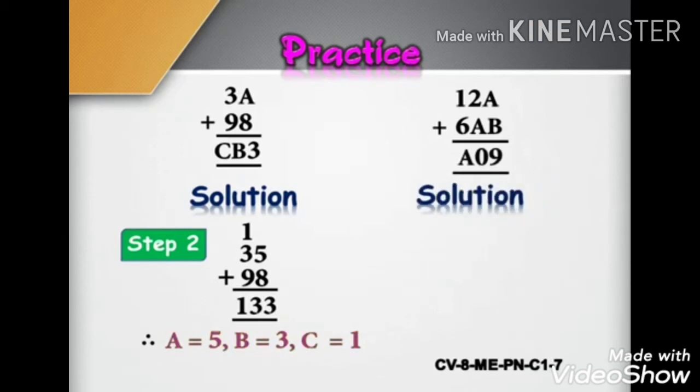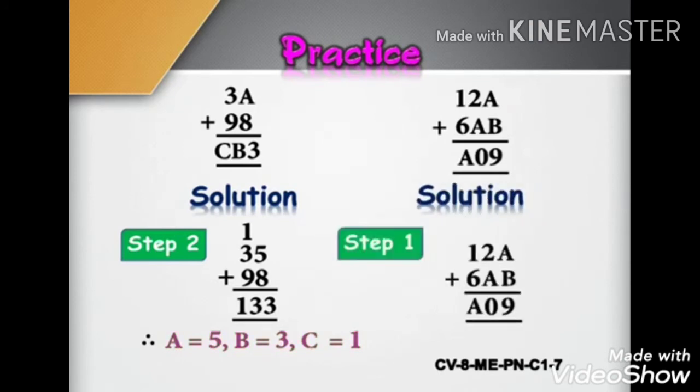Here is the procedure to find the answer. Step 1. Since A plus B is giving 9 in ones place of the sum and 2 plus A in tens place is giving 0 in the sum, A should be 8 and B should be 1. Step 2. Then 12A plus 6AB becomes 128 plus 681. Step 3. 1 plus 1 plus 6 is equal to 8 in the hundreds place. Therefore, 128 plus 681 is equal to 809. Hence, A is equal to 8 and B is equal to 1.